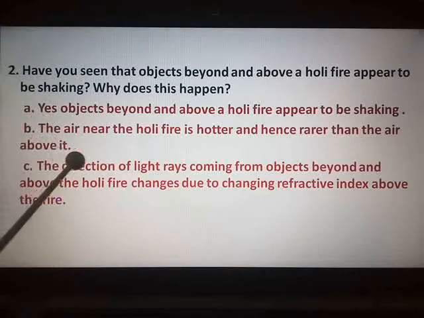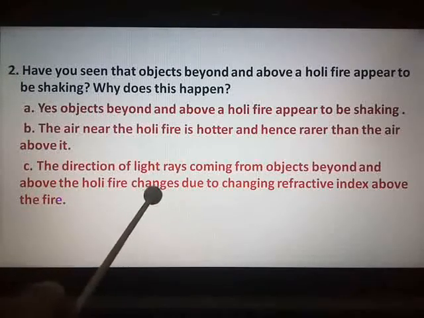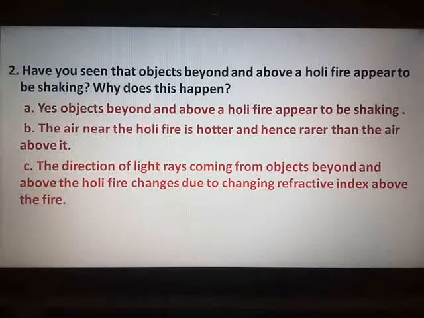The direction of light rays coming from objects beyond and above the holy fire changes due to changing refractive index above the fire. You will get this point on page number 76, third paragraph of that page. Paragraph number 3, where you have marked just now for mirage, the consecutive paragraph after that. In the beginning they have given the second example. Cut that part and start writing it as their third point.